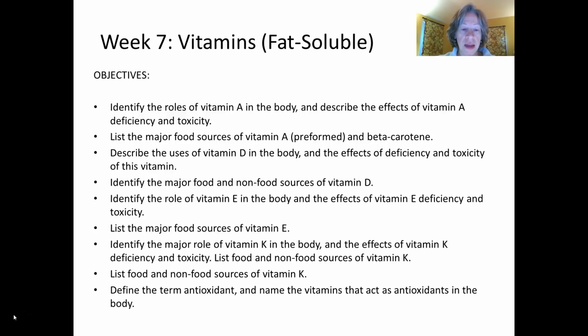What else? ADEK. Define the term antioxidant. Anti means against. Oxidants are free radicals. Free radicals do damage to your cell membranes, the fats in your cell membranes. They can damage your DNA, and they can damage your proteins and affect cell function that way.